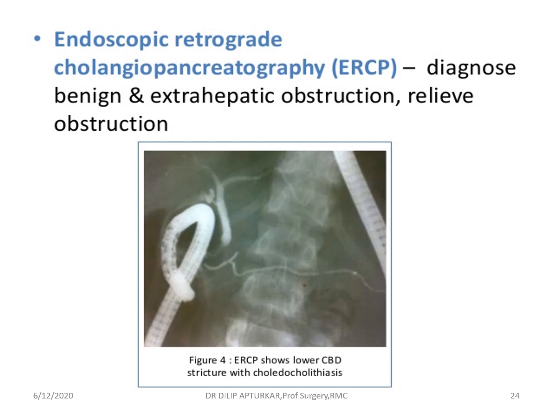Endoscopic retrograde cholangiopancreatography, ERCP, is nowadays performed. It can diagnose benign and extrahepatic obstruction. It is useful as a diagnostic and also as a therapeutic tool. If there is an obstruction due to a stone in the terminal CBD or at the ampulla of Vater, you can extract the stone with a Dormia basket and relieve the obstruction. So it is therapeutic also. ERCP is particularly useful for lower or distal CBD obstruction.